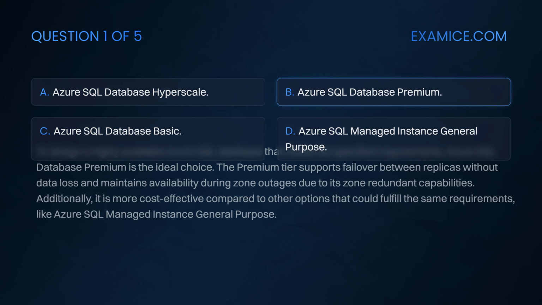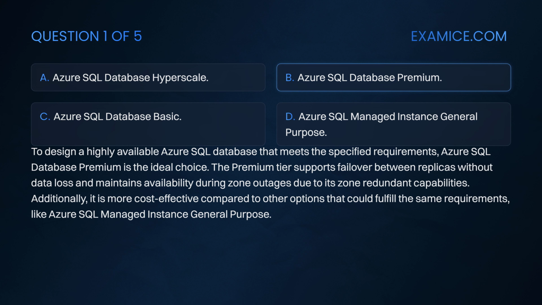To design a highly available Azure SQL database that meets the specified requirements, Azure SQL Database Premium is the ideal choice. The Premium tier supports failover between replicas without data loss and maintains availability during zone outages due to its zone-redundant capabilities. Additionally, it is more cost-effective compared to other options that could fulfill the same requirements, like Azure SQL Managed Instance General Purpose.